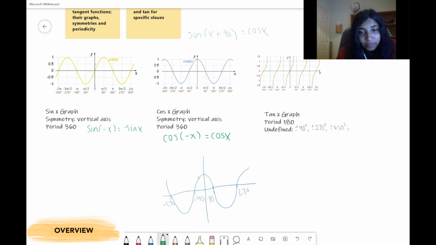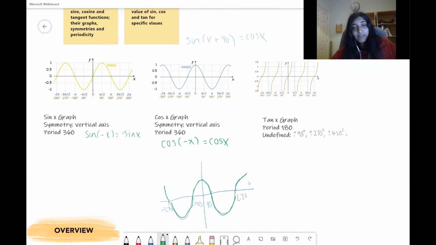So if you reflect this bit, you would get this here. And if you reflect that bit, you would just get like that. If you reflect that bit, you would get like that. And then similarly, if you reflect this bit, you would get this. This bit, you would just get that. And this bit, you would just get that. So basically, if you do cos of minus x and you reflect it in the horizontal axis, you would just get cos of x.